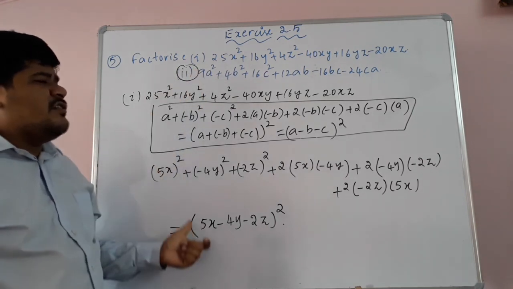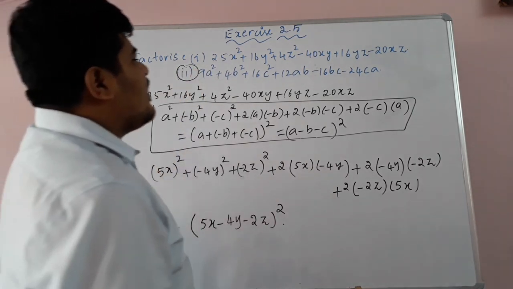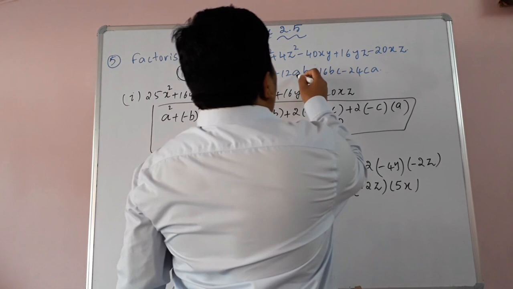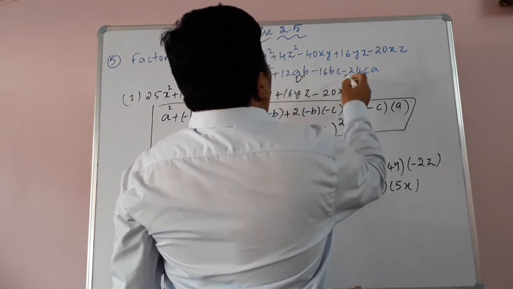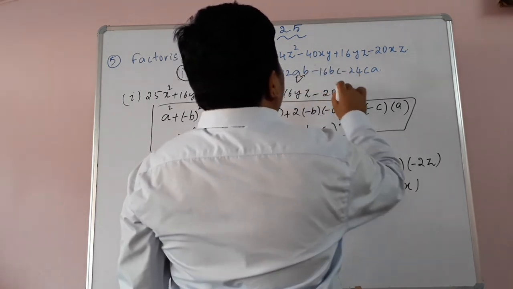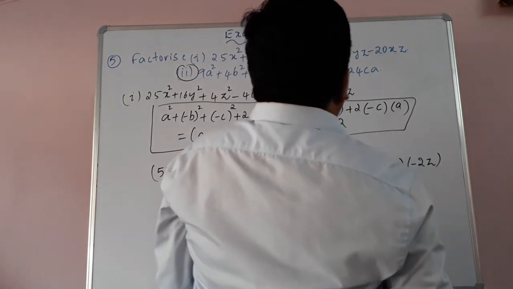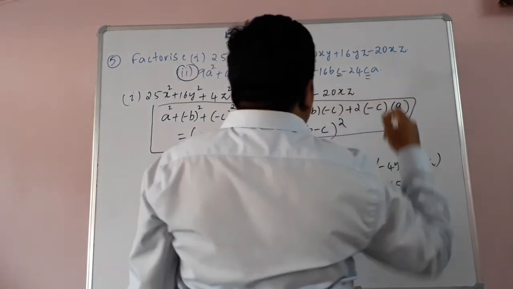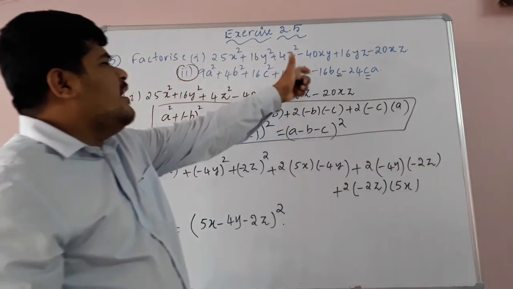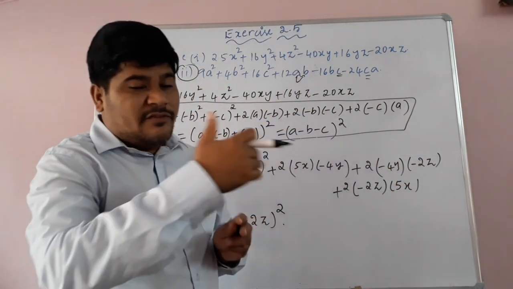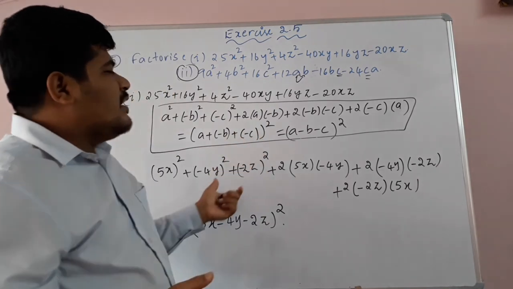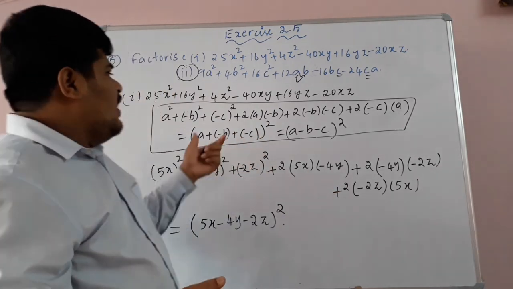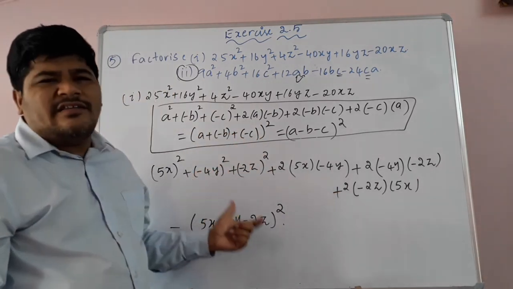Even the next question you can solve in this way, children. So here which terms are negative? Either a and b should be negative, or what is the common term in 16bc and 24ca? C is common in these two. So either c is negative or both a and b are negative, children. In that way we have to think and get the formula, and by using the formula we can factorize the given expression.